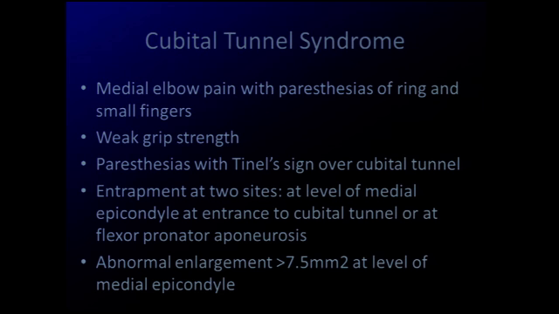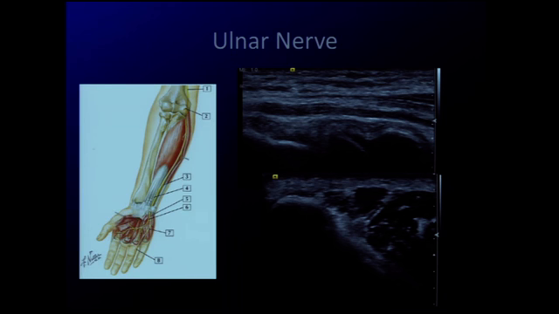Now, with nerve entrapments, the ulnar nerve can be entrapped as it enters or extends through the cubital tunnel. These patients present with medial elbow pain and symptoms extending to the ring and small fingers. The entrapment may occur at the level of the medial epicondyle as it enters the cubital tunnel, or may occur as it exits the tunnel and pierces the flexor pronator aponeurosis. The ulnar nerve is seen here in ultrasound extending through the cubital tunnel and piercing between the flexor pronator muscles.